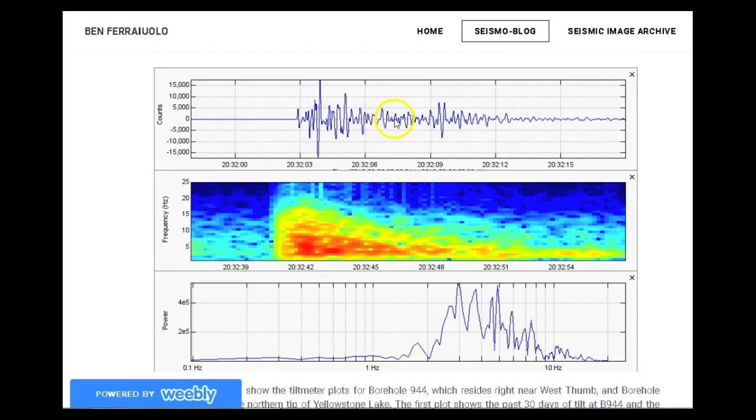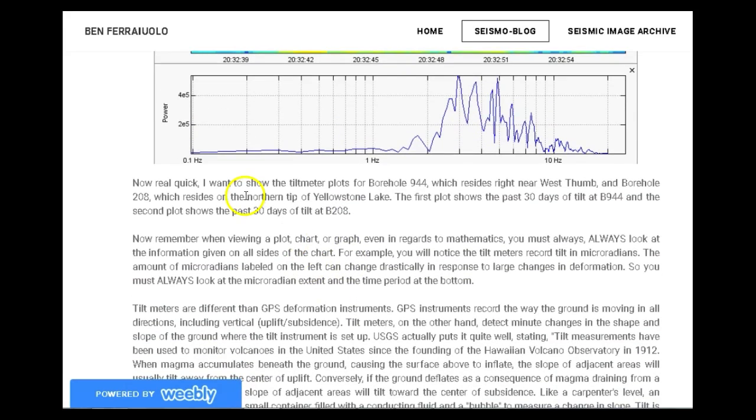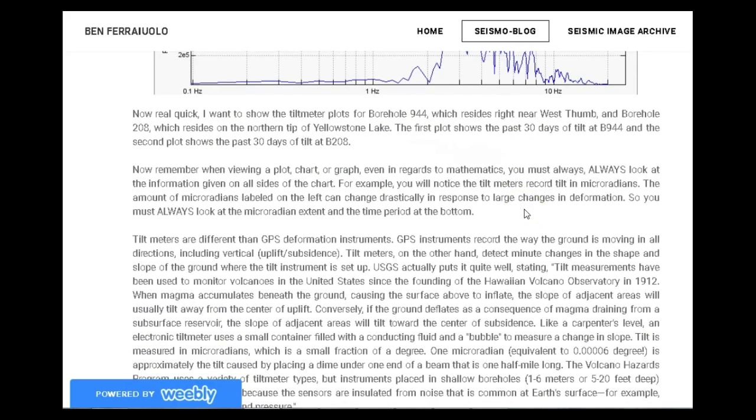In my opinion, this is a good-sized low-frequency earthquake. That's my opinion, guys. Now, real quick, I want to show the tilt meter plots for borehole 944, which resides right near West Thumb, and borehole 208, which resides on the northern tip of Yellowstone Lake. The first plot shows the past 30 days of tilt at B944, and the second plot shows the past 30 days of tilt at B208.